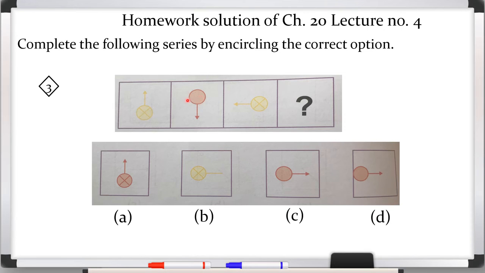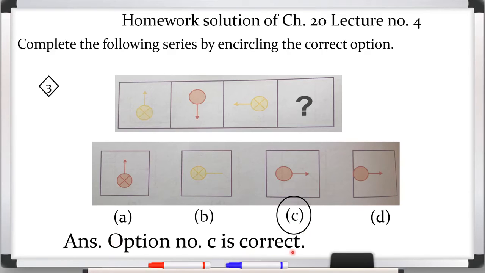Same relationship we have to find out for this also. So here it is given this circle with bottom part arrow. And now it will come at the right hand side arrow. So it is in option number C. So we will circle this option number C, and here we will write the answer that option number C is correct.